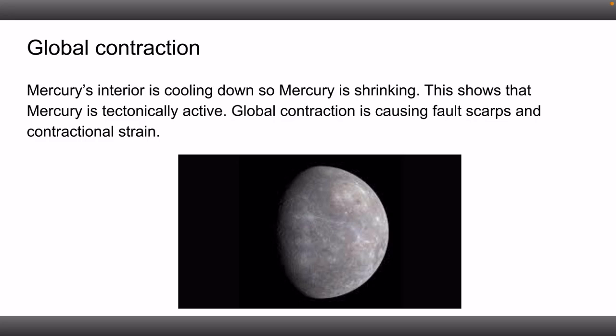Global contraction. Mercury's interior is cooling down, so Mercury is shrinking. This shows that Mercury is tectonically active. Global contraction is causing fault scarps and contractional strain.